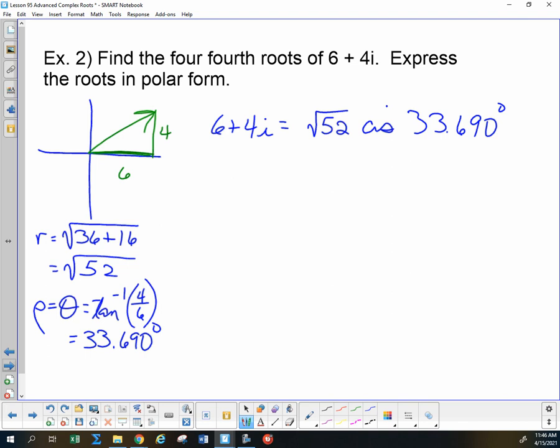Okay, I'm going to be doing fourth roots. Am I ready to start adding 90 degrees? Why am I not ready to start adding 90 degrees? That's the biggest mistake I see. Students get this far, and then they do 360 divided by 4 and start adding 90 degrees.